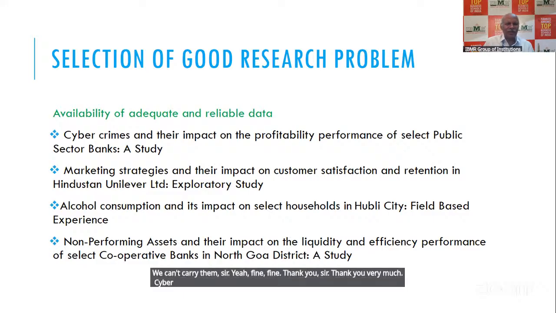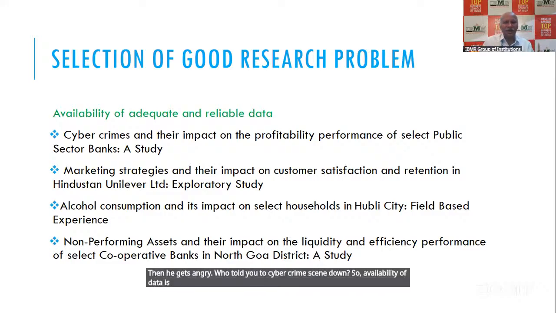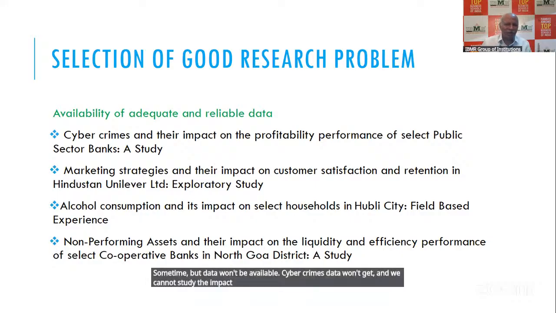Cyber crimes are many, but suppose I go to a particular bank and request the manager, sir, for the last two years, how many cyber crimes took place in your bank? Then he gets angry: who told you about cyber crimes here? So data is not available, and then the researcher becomes handicapped. A researcher is dependent on the data. If I get the data, I can do research. It has a limitation. Therefore, a topic seems to be good sometimes, but data won't be available. Cyber crimes data we won't get, and we cannot study the impact on profitability.